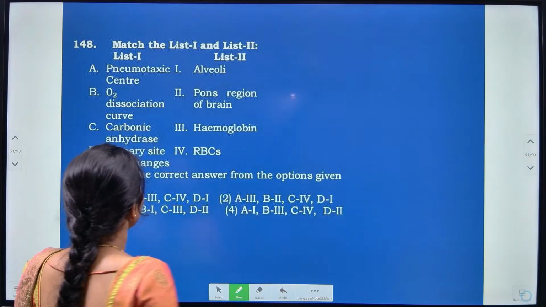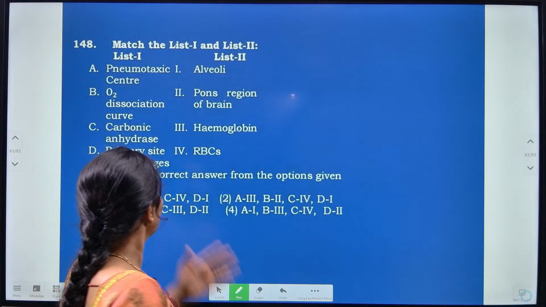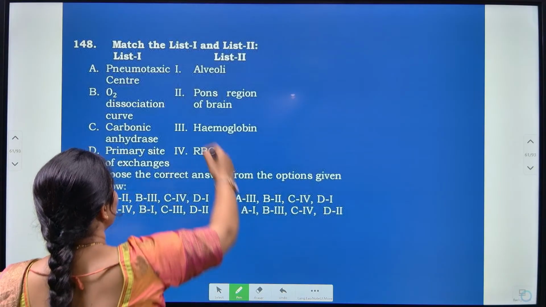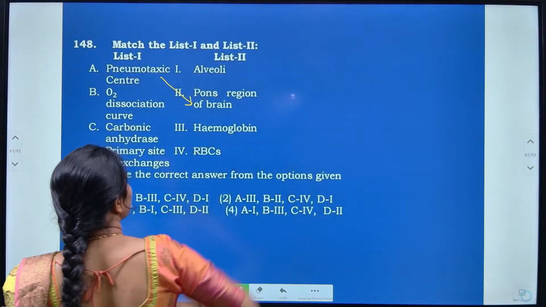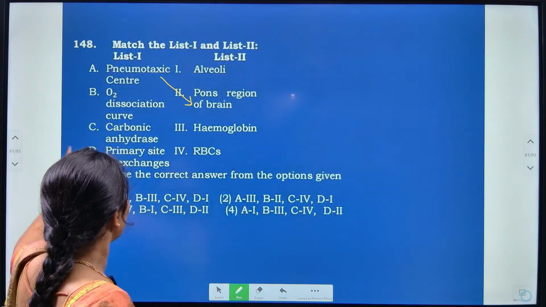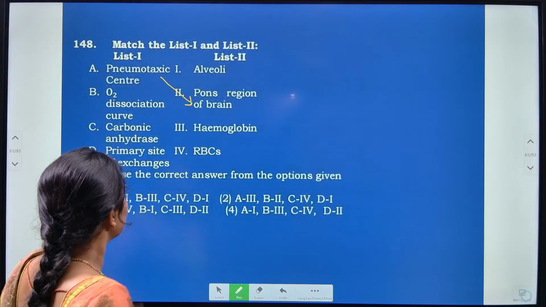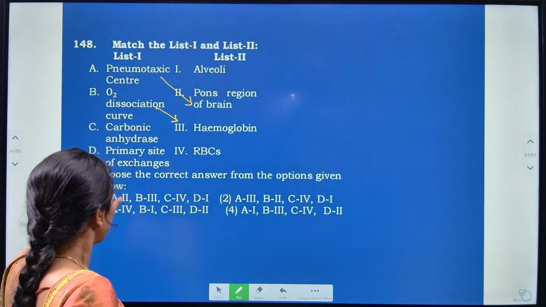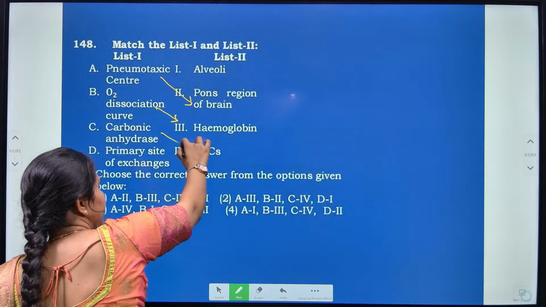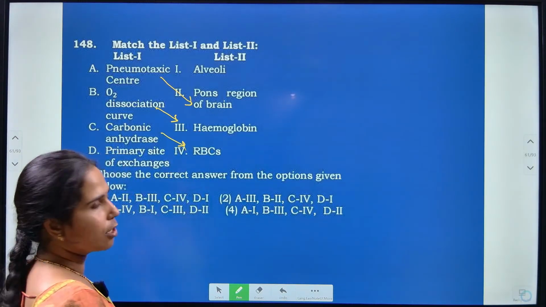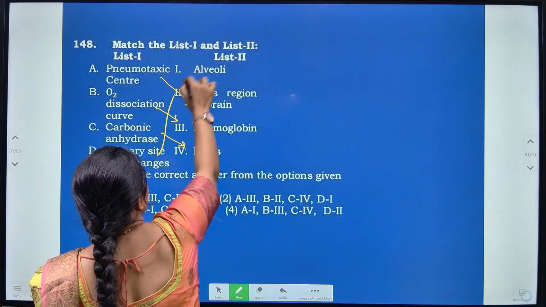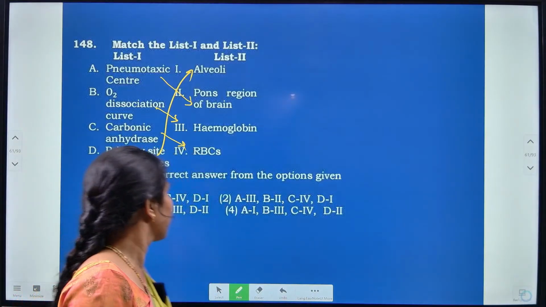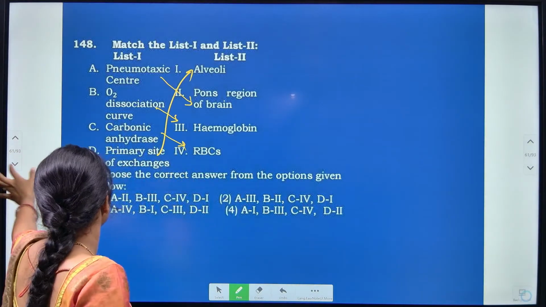Now here, again it is a match the following. So where exactly is the pneumotaxic center present? It is present in the pons varolii region of the brain here. Then the oxygen dissociation curve is based upon the percentage of hemoglobin saturation here. Carbonic anhydrase enzyme is going to be present in the RBC here. The primary site of exchange of gases will always be the alveoli here. So according to this, you have to just match it and choose the correct option here. I have already matched and selected the correct option here.